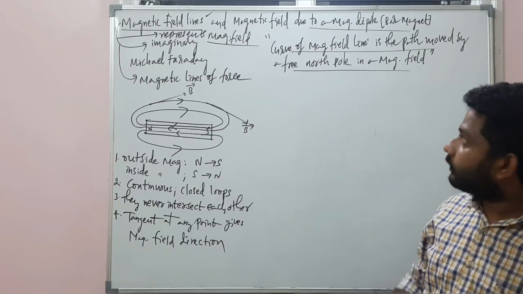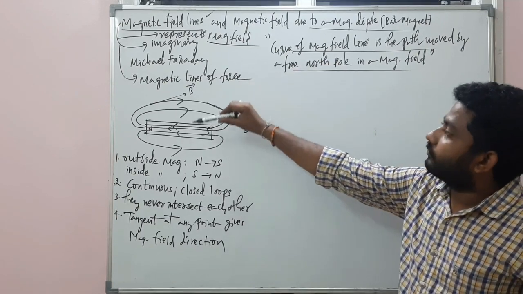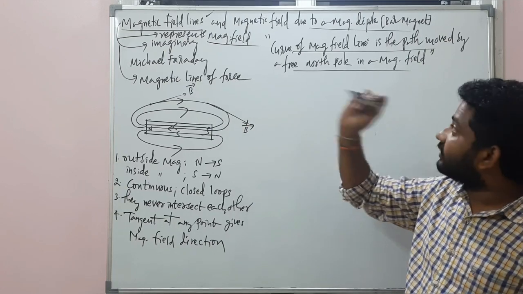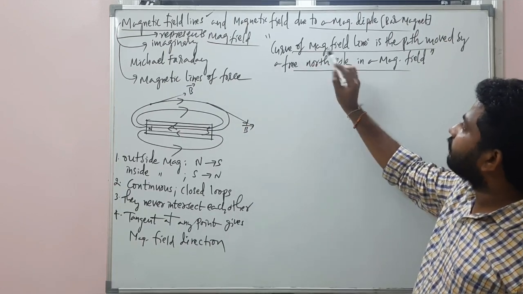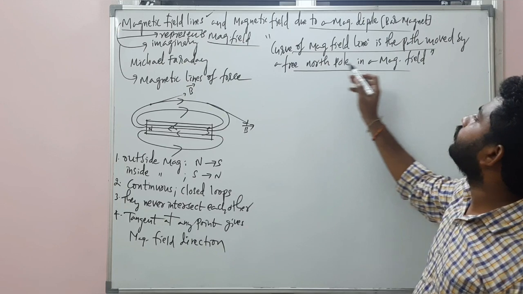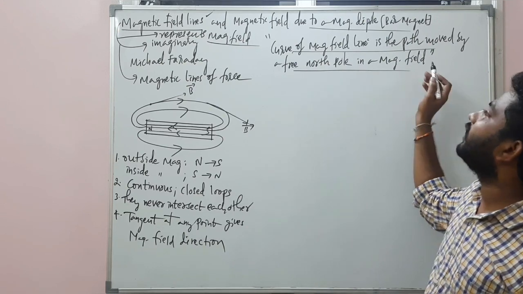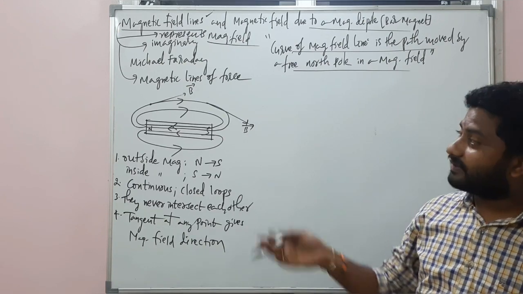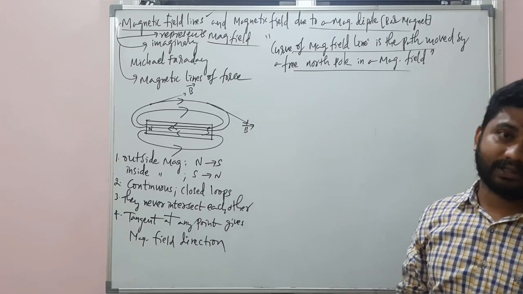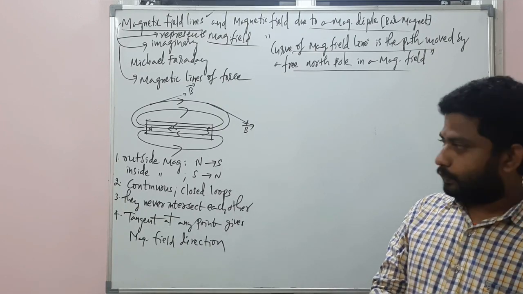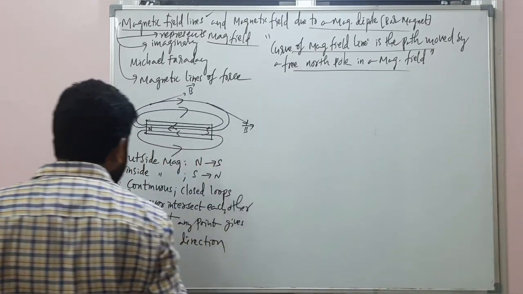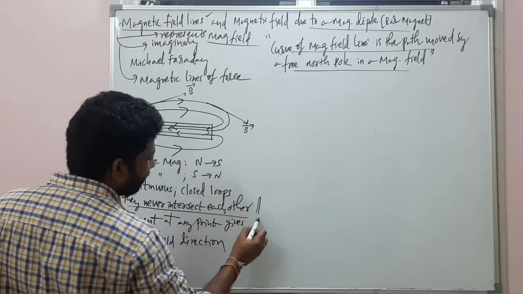Right? What is that? This is the curve. One curve you consider, that curve of a magnetic field line is the path moved by a free north pole in the magnetic field. So that is the reason how we got these closed curves. Now, our topic is why they never intersect each other.